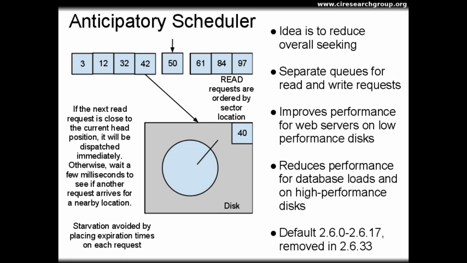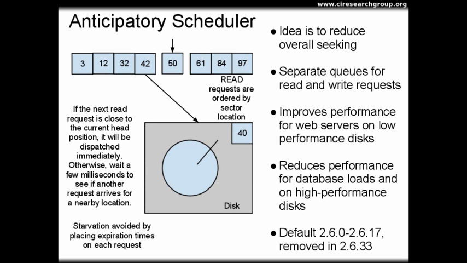The idea behind the anticipatory scheduler was to approximate shortest seek time first by ordering only the read requests into an ordered queue, a priority queue. If the next read request was close to the current head position, that request would be dispatched immediately. Otherwise, the scheduler would wait a few milliseconds to see if another request arrives for a nearby location.